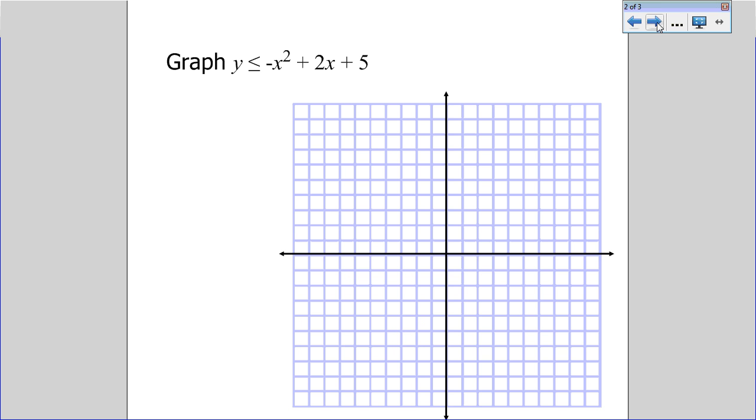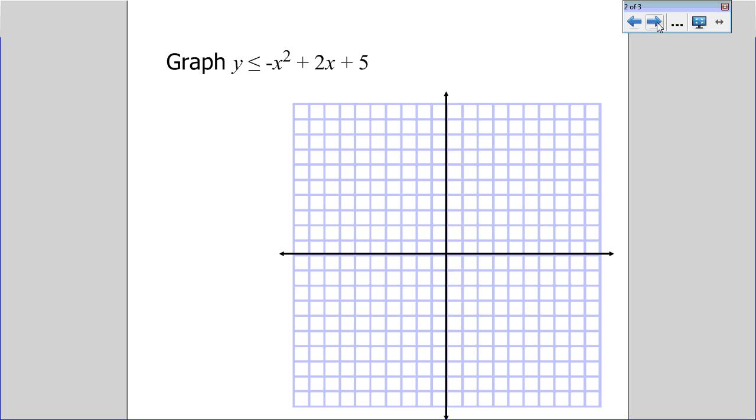We have y is less than or equal to negative x squared plus 2x plus 5. So let's get our graphing calculators out and let's type that in there. We need to make a table of values. We need to do some shading on there.